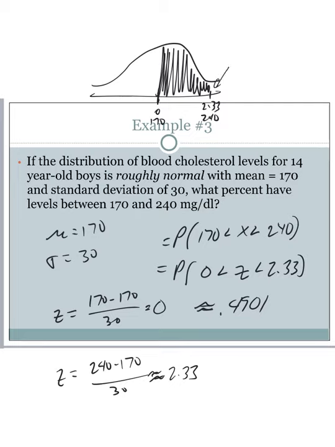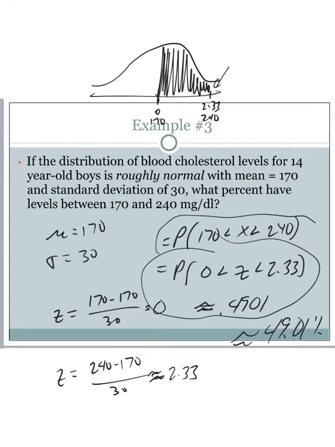So 49.01% of 14-year-old males have a blood cholesterol between 170 and 240 milligrams per deciliter. And so that's our value there. Again, you could write that as 49.01% if you want to, but you should have at least that or this statement, and then you have your calculations over here. And with your calculations, make sure you actually solve them. Make sure you actually write what the answer is here and here, rather than just writing the formulas themselves.